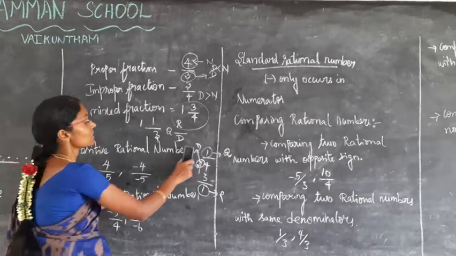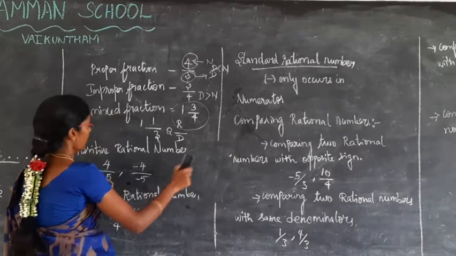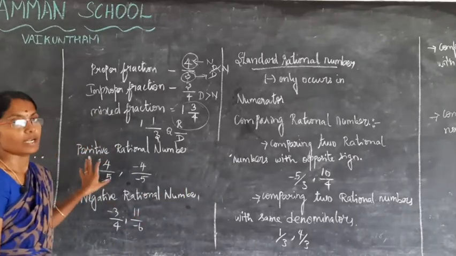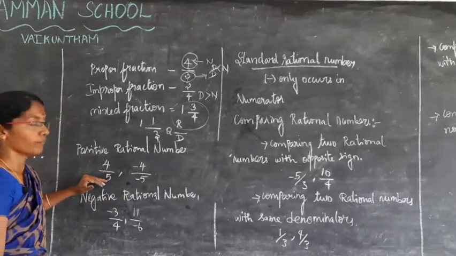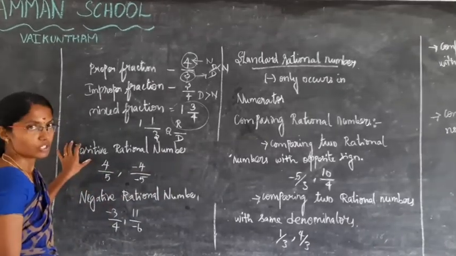Next one, positive rational number. Which one is a positive rational number? 4 divided by 5. That is a positive rational number.